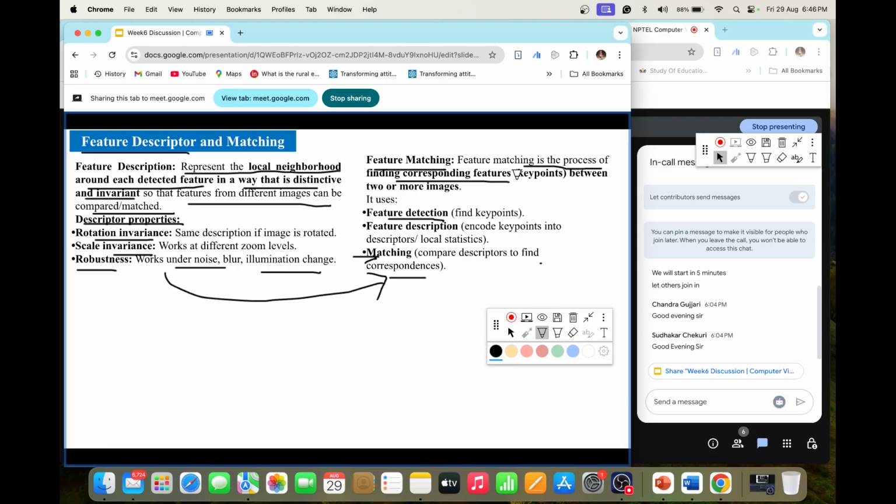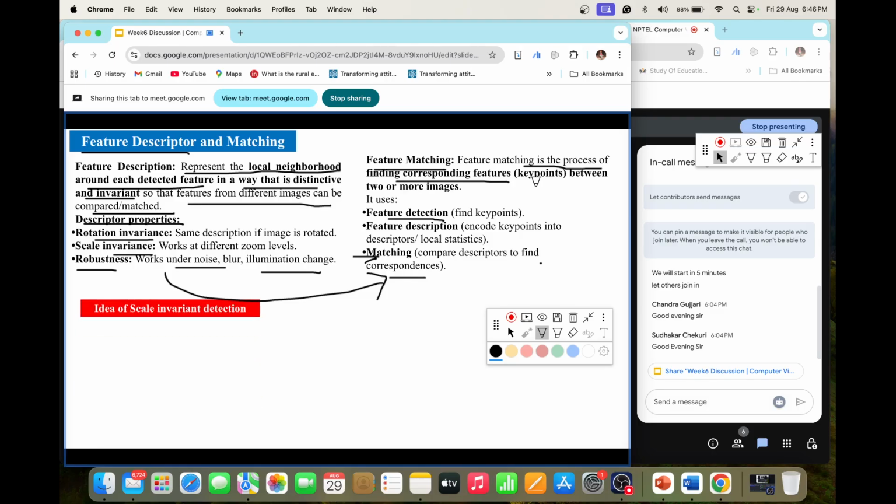So first feature detection, then feature description, and after that we can finally do the feature matching, that is the process of finding corresponding features between the two images. Okay, so that is feature matching.